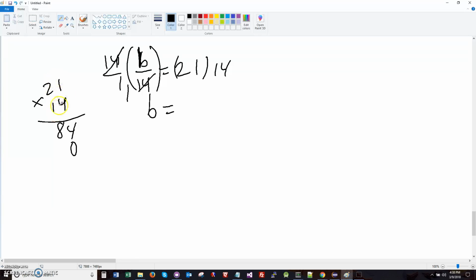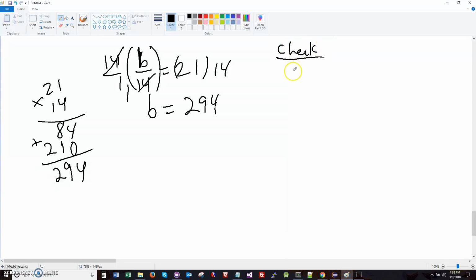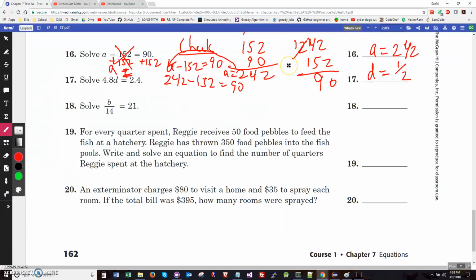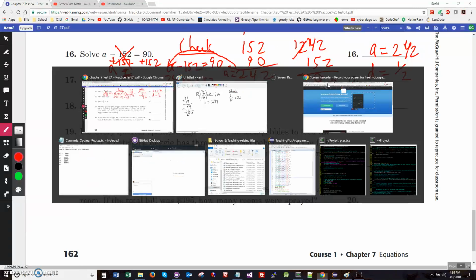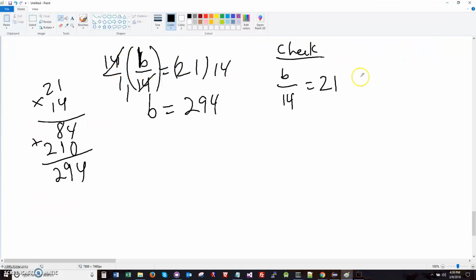Let's see, let's do some long multiplication here. So that's going to be, looks like 294. But I'm going to check it. I very well could have messed that up. So let's check this. It was B over 14 equals 21. So we have B equals 294. So we'll substitute 294 here in the numerator.